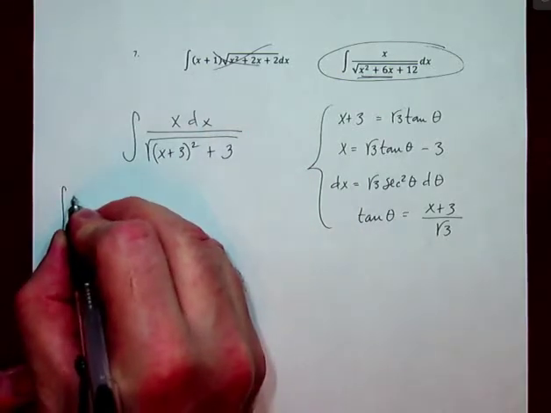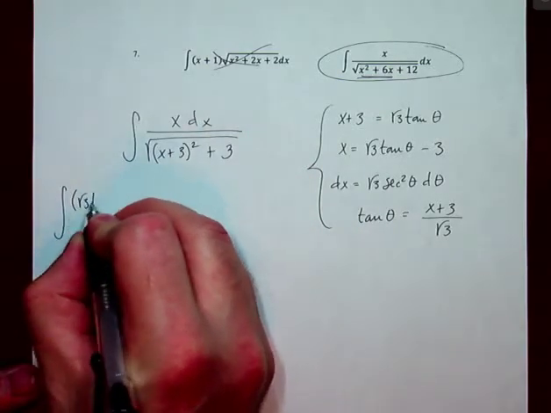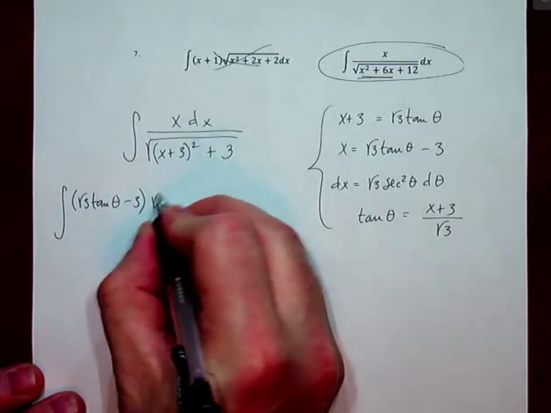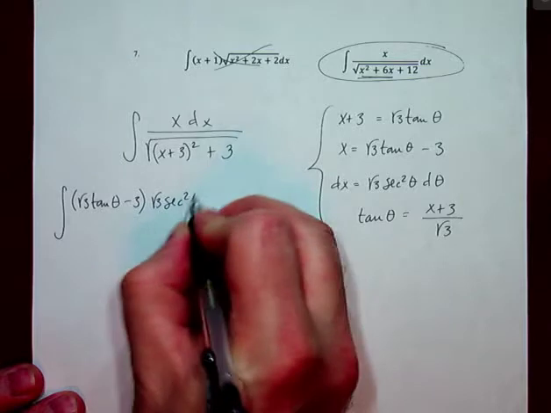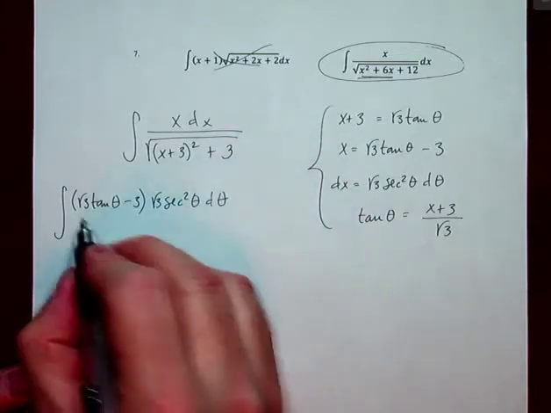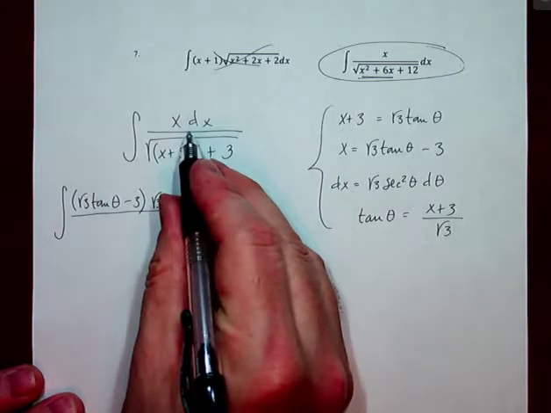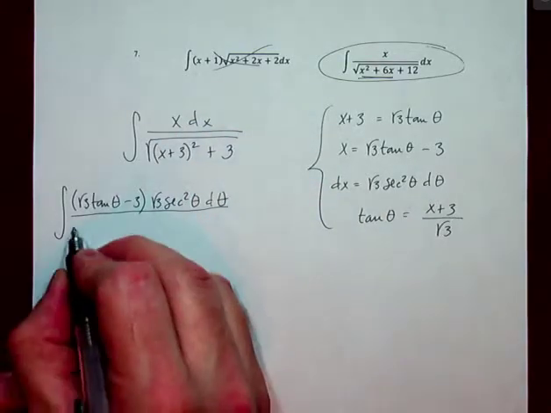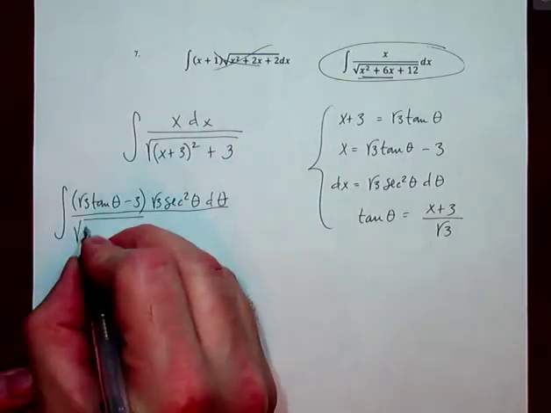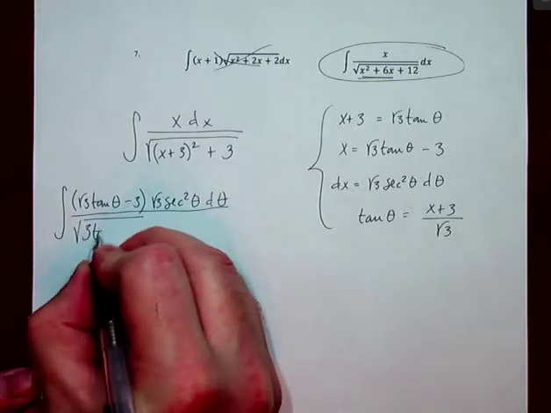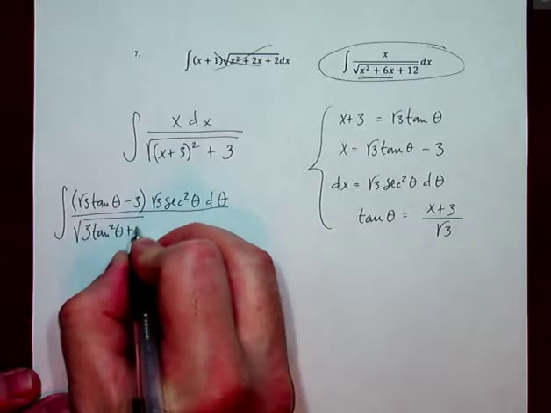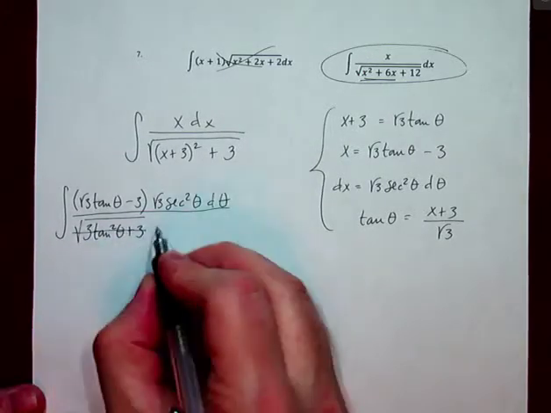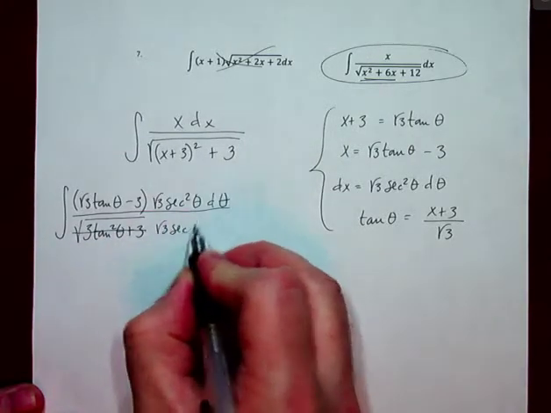X in the numerator, like I said, becomes root 3 tangent theta minus 3. Dx becomes root 3 secant squared theta d theta. I love how like the simplest of numerators can become this monstrosity right here. When I plug this in, this becomes 3 tangent squared theta plus 3. That becomes 3 secant squared, or root 3 secant theta when I pull it out.